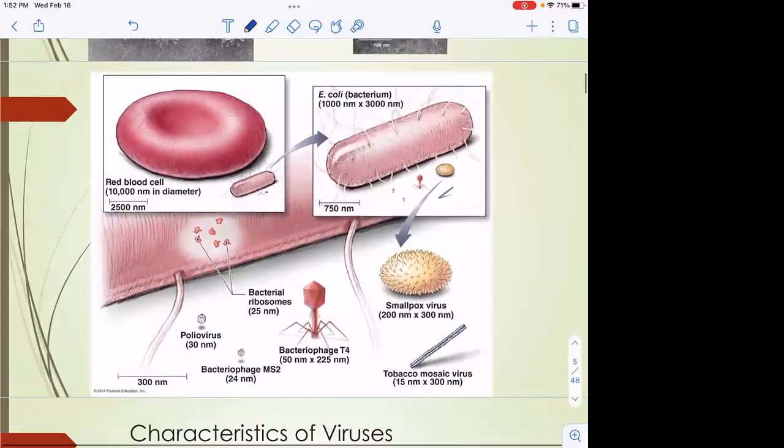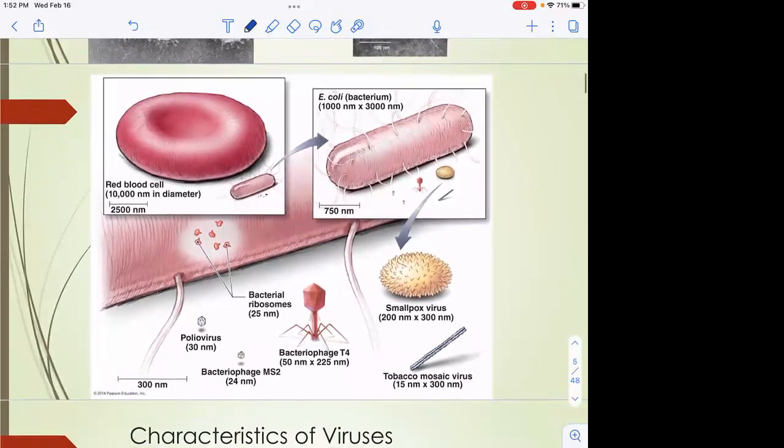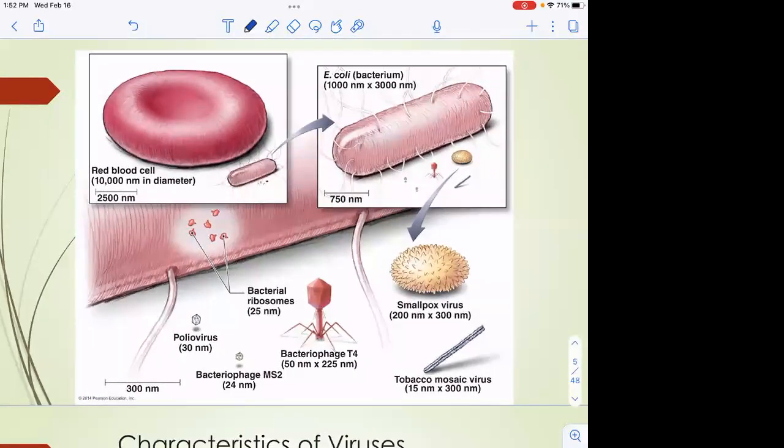Thinking about size, first of all, they're really small. We only could visualize viruses when we had the ability to use electron microscopy in the 1930s. We knew that they were around before that, some infectious agent that was really small, we just couldn't visualize it.